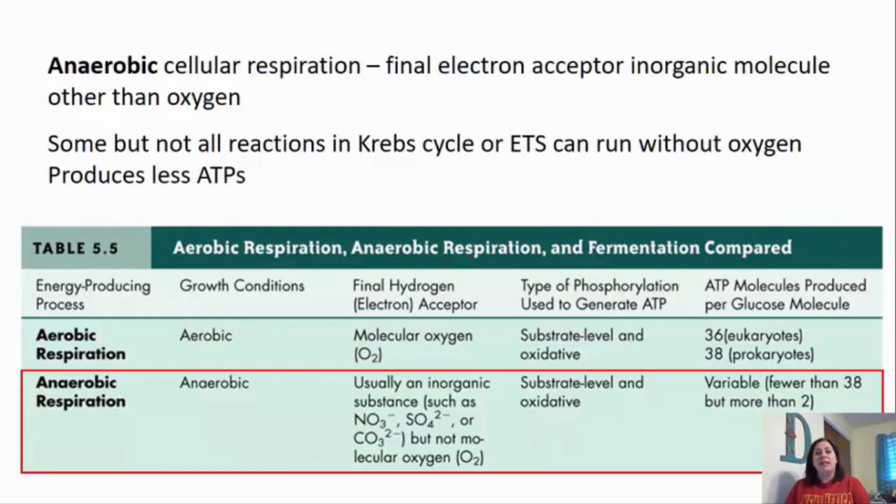Now, some of these inorganic molecules that are used other than oxygen are things like nitrates, sulfates, and carbonates. Could potentially be those electron acceptors. Now, in a lab, if we're dealing with an anaerobic bacteria, we see that they are going to grow a little slower than we see with the aerobic. Okay, and this is due to the less ATP that they are producing.